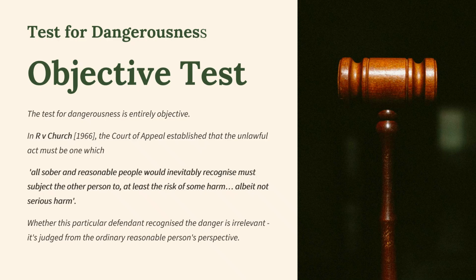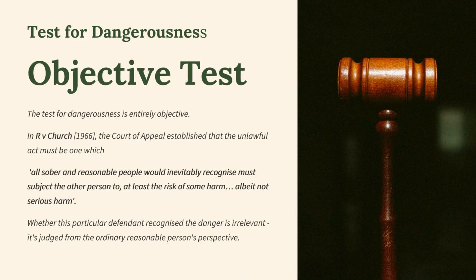Now, the test for dangerousness. This is an objective test. The test for dangerousness is entirely objective. In R versus Church, 1966, the Court of Appeal established that the unlawful act must be one which all sober and reasonable people would inevitably recognise must subject the other person to at least the risk of some harm, albeit not serious harm.